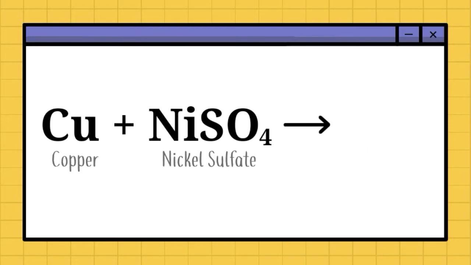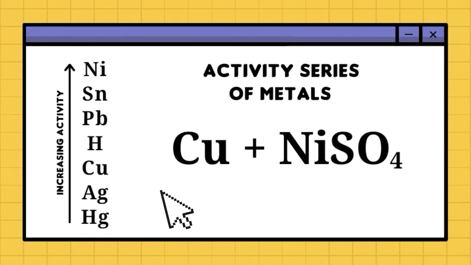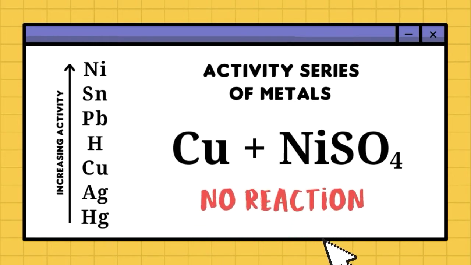For instance, copper and nickel sulfate. As we can see here, copper is less reactive than nickel, therefore no reaction will occur. And that ends our lesson for the single displacement reaction.